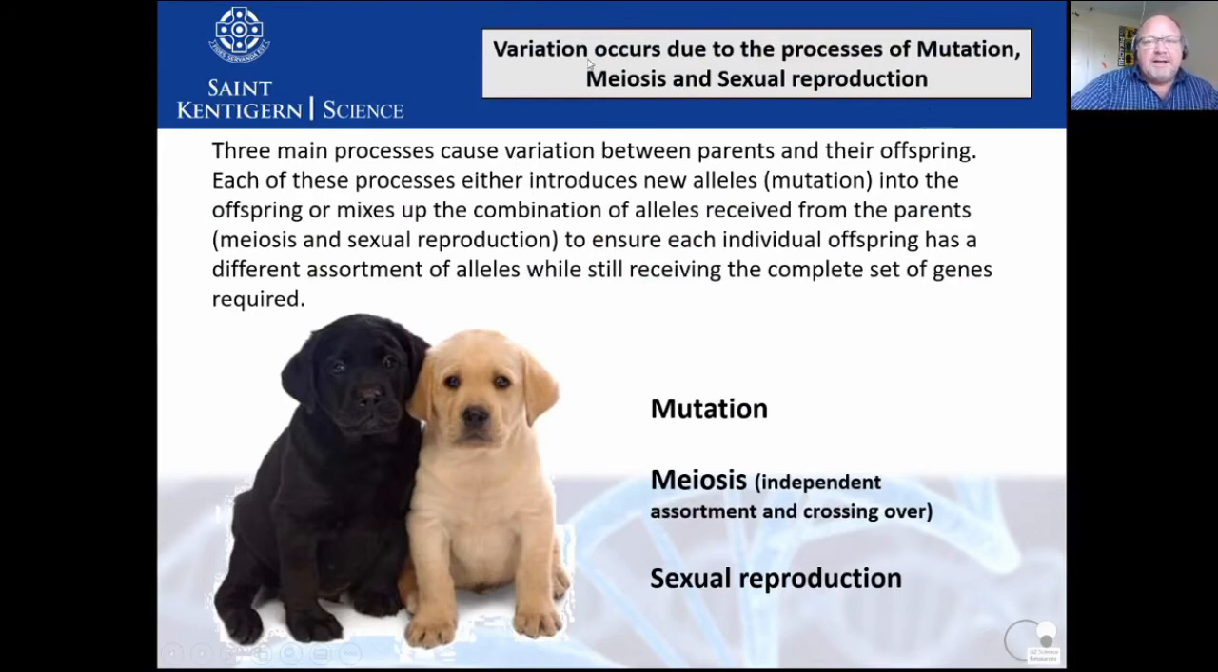Alright, so, variation. Why do we have variation in our species? And we've talked about this before. Variation is extremely important for all biological things. And the reason is that it gives us adaptation advantages. Variation is for survival of the species.